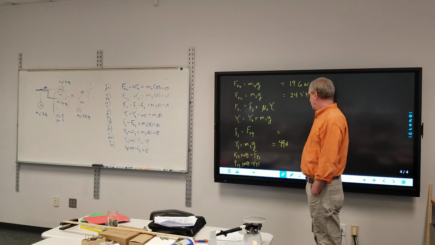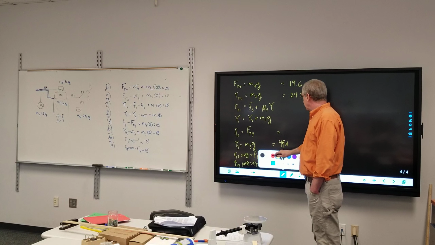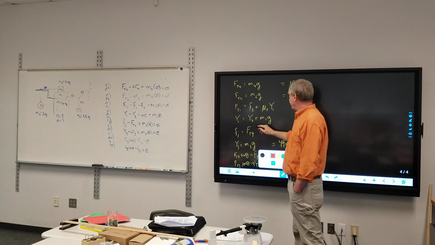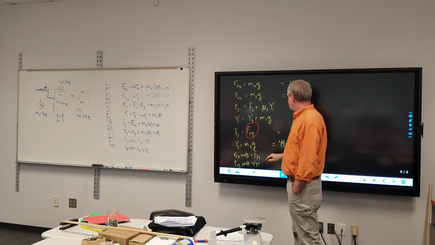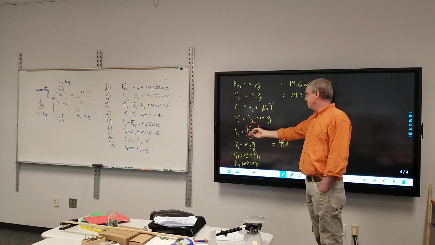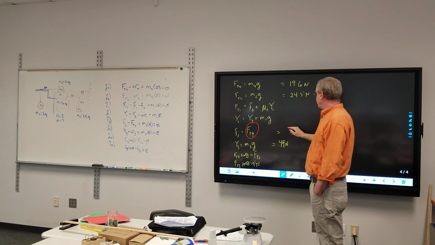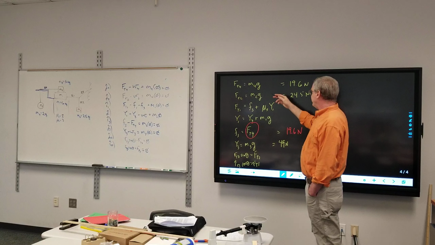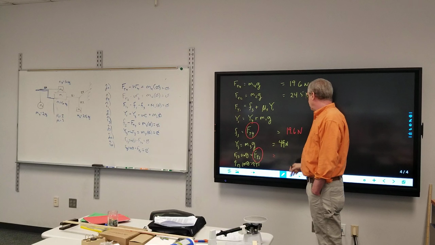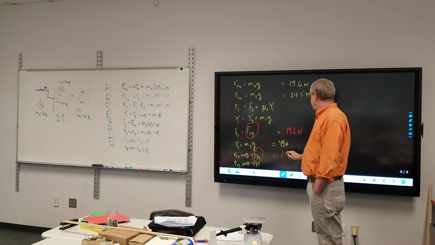And then the last one we should know is... All right, so once I have FT4, I now know this value, and that's the only other one that shows up. So F3 is equal to FT4, so that's 19.6 meters. I know FT2 shows up right there, so I know this is 24.5 meters.